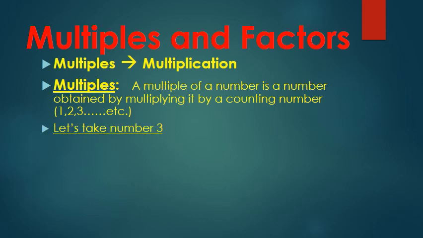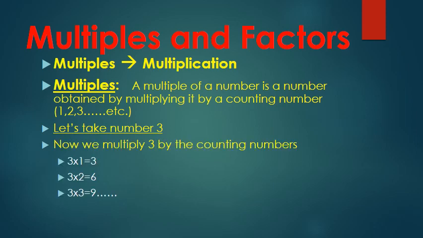For example, let's take number 3. Now, we multiply 3 by the counting numbers. Let's start from counting number 1. 3 multiplied by 1 is equal to 3. 3 multiplied by 2 is equal to 6. 3 multiplied by 3 is equal to 9, and so on. So, multiples of 3 are 3, 6, 9, 12, etc.